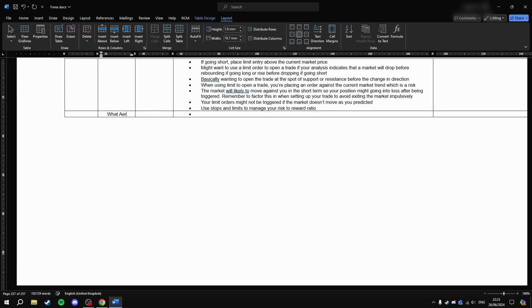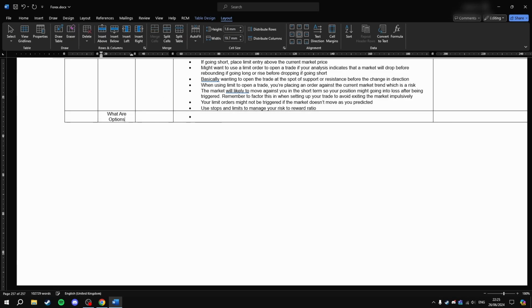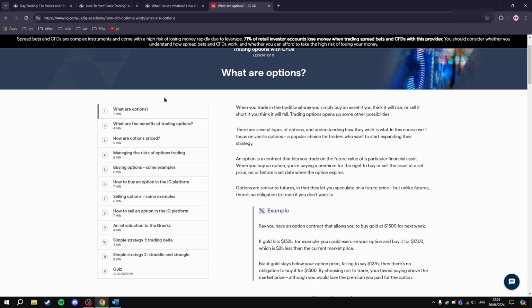What are options? So what are options? When you trade in the traditional way, you simply buy an asset if you think it will rise, or sell it short if you think it will fall. Trading options opens up some other possibilities.